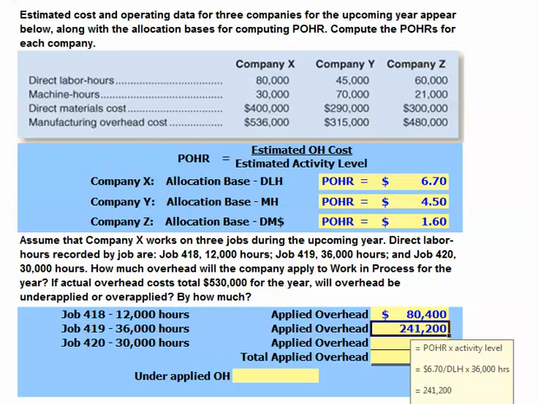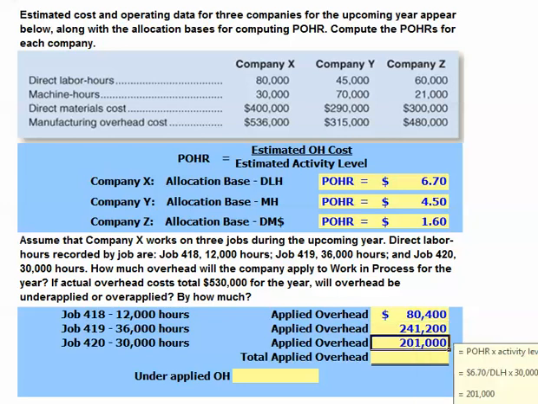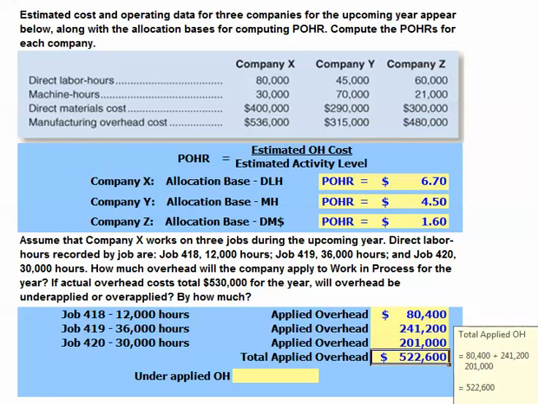labor hours. Job 420 will have $201,000 in overhead assigned. This is our predetermined overhead rate of $6.70 per direct labor hour multiplied by 30,000 direct labor hours. The total overhead then applied to work in process will be $522,600.